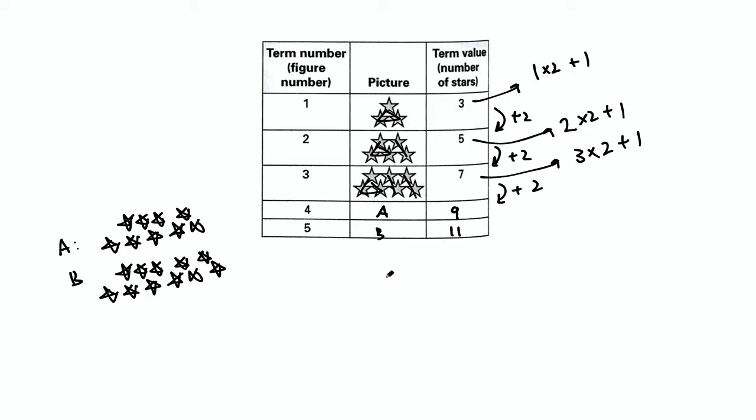Okay, so now if I want to predict the 8th term in the sequence, the value of that, this is the term number, so we do 8 times 2 and add 1. Okay, so that's going to be 16 plus 1. So I predict that the value of the eighth term will be 17.